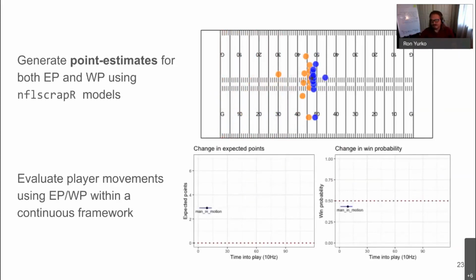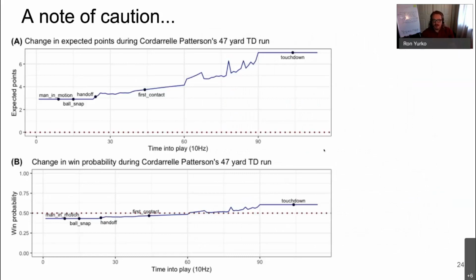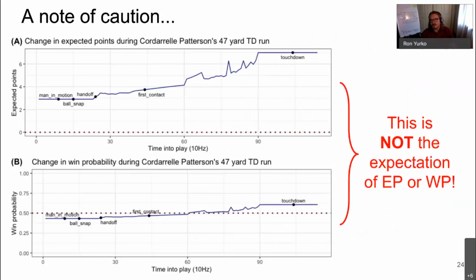However, a note of caution on doing this. This is not the expectation of expected points or win probability. All I've done here is take a single predicted value, my expected end of yard line, and then plug that into predicting the expected points and win probability.